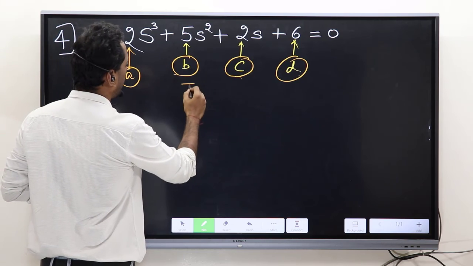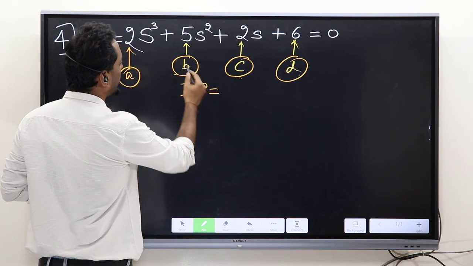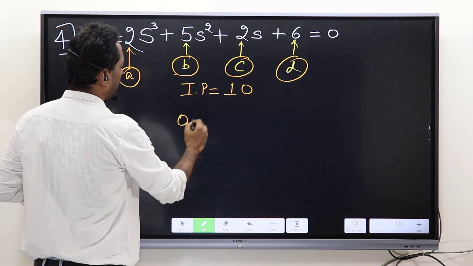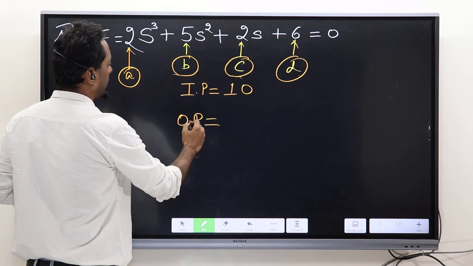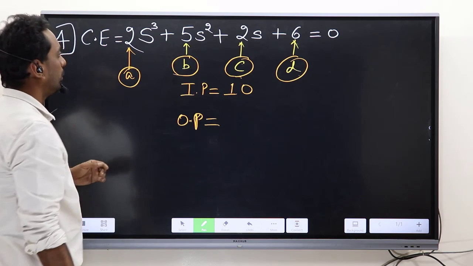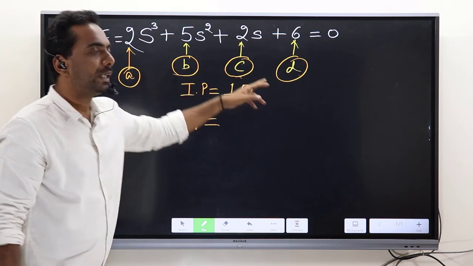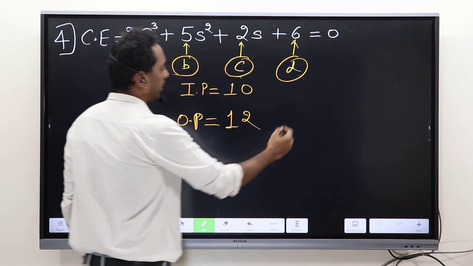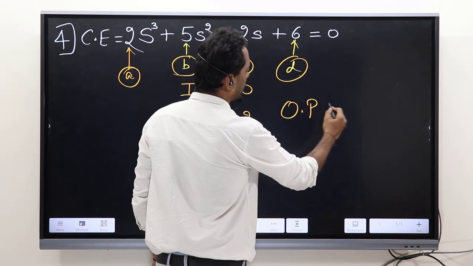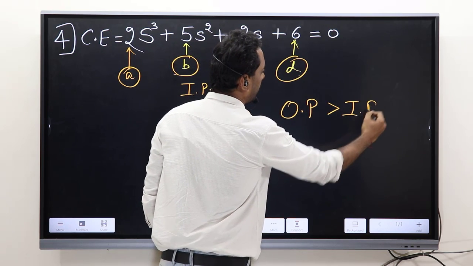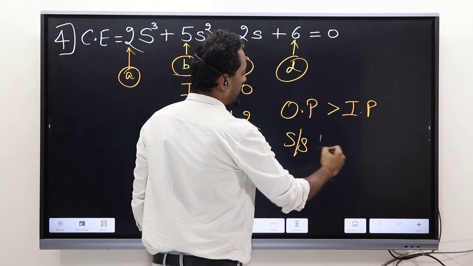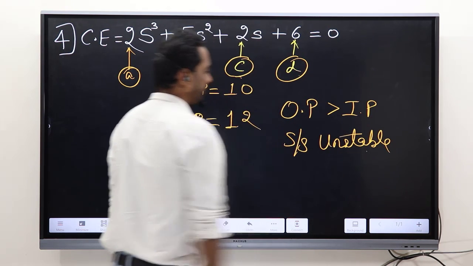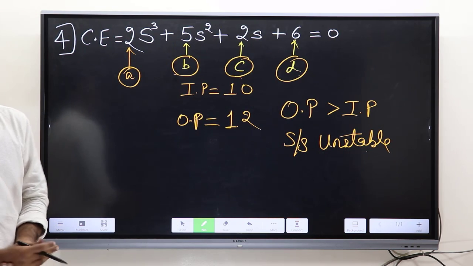Inner product IP is B into C, 5 into 2 is 10. Outer product OP is A into D. What is A? It is 2. 2 into 6 is 12. So OP is greater than IP. The system is unstable. Right? This is an unstable system.